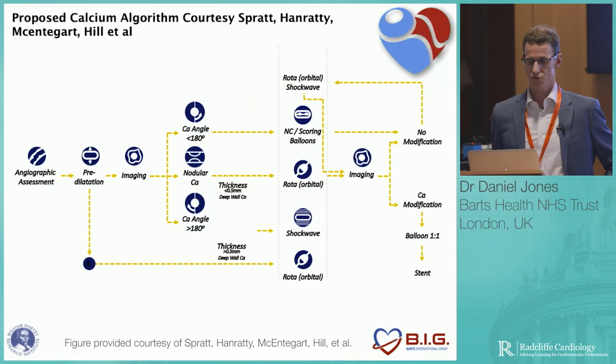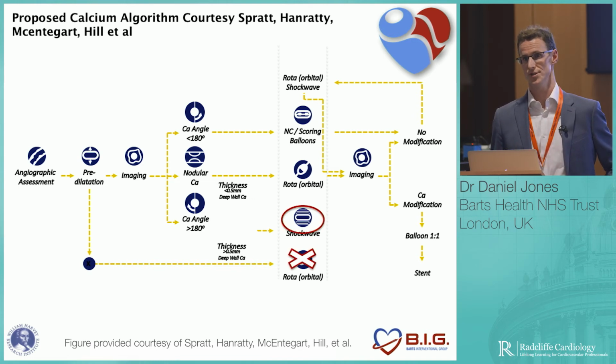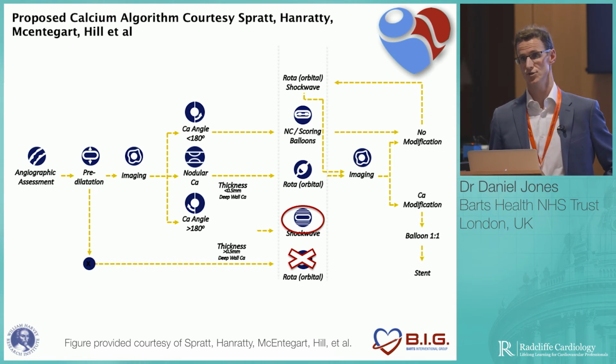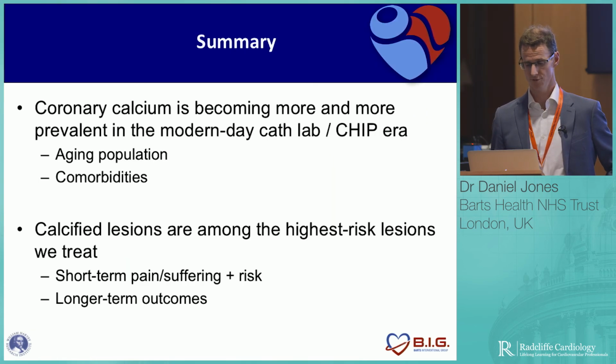Here's a calcium treatment algorithm to show that these treatment pathways are evolving all the time. This is courtesy of the people listed in the top left-hand corner. The main thing I think to take from this is the fact that we now have tools available in addition to rotational atherectomy, or some centres do, in order to treat calcified lesions, and the intravascular imaging is very important to assess lesions to determine your treatment strategy. And I won't say any more for fear of ruining other talks.